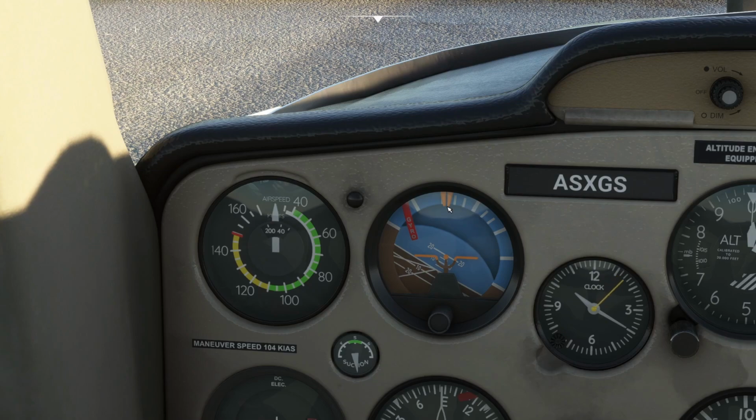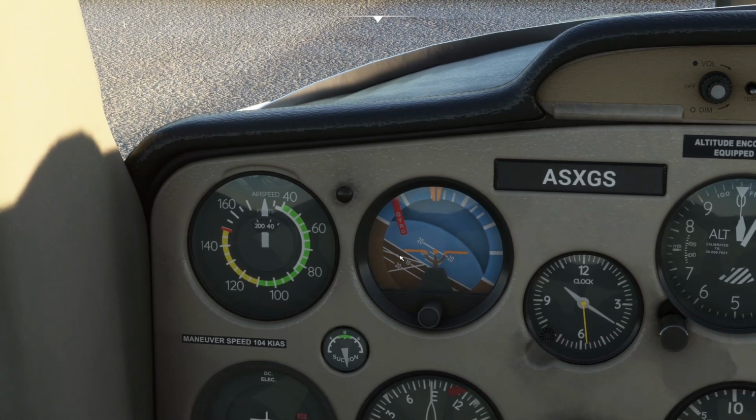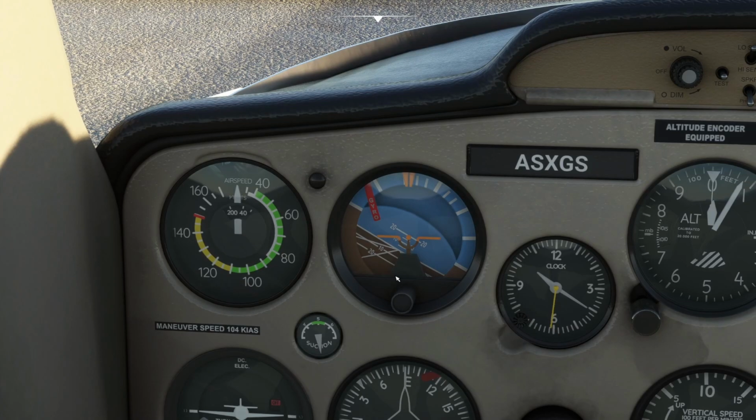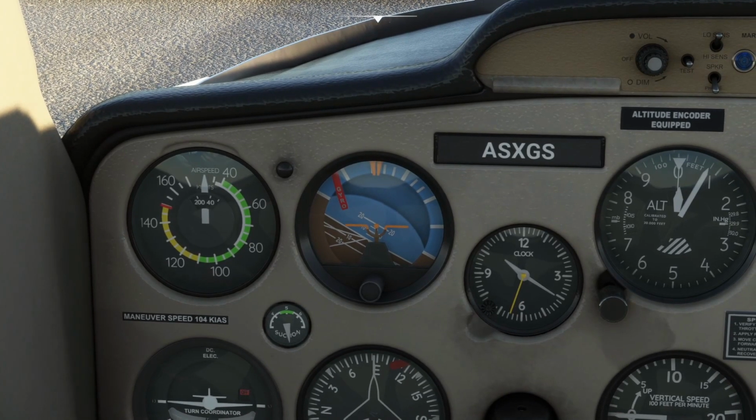But you have varying degrees of bank, so this will be 0, 10, 20, 30, and then you have 60 degrees here. Sometimes they have a little marker for 45. In terms of pitch, you have your varying degrees of pitch, so 5, 10, 15, 20, and then the same in reverse for if you're descending or pointing the aircraft down towards the ground.